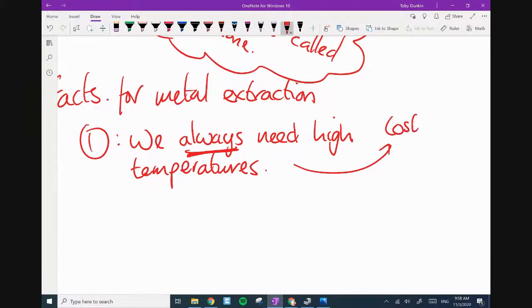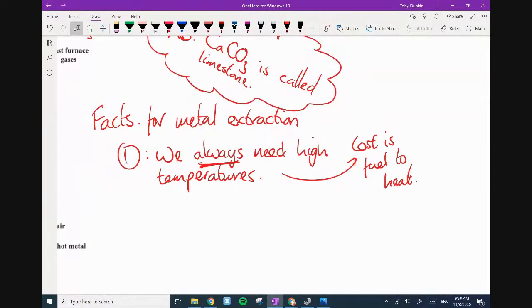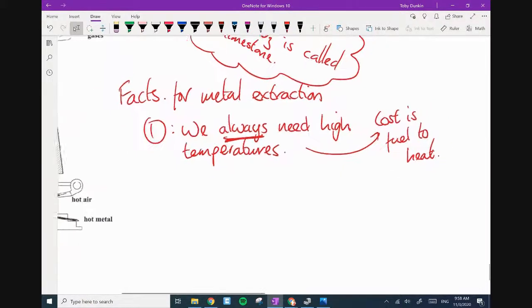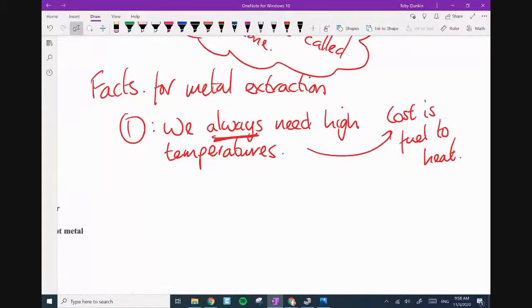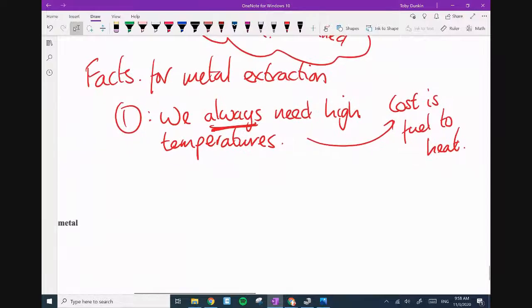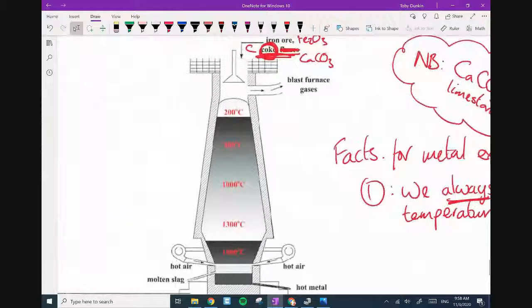Cost is fuel to heat. Yeah, people often say, you know, oh, heating costs money. No, heating doesn't cost money. What costs money is the fuel to burn to provide the heat. It's one of those really awkward things there, because students make silly mistakes simply by saying, you know, oh, energy costs money. And I'm like, it's the fuel for the energy that costs the money. Okay, so we need high temperatures. Let's just show how this is the case.